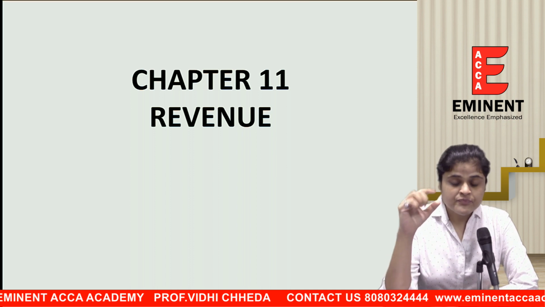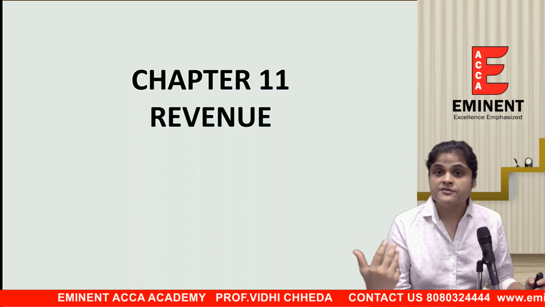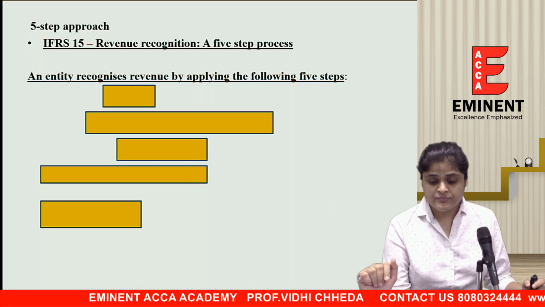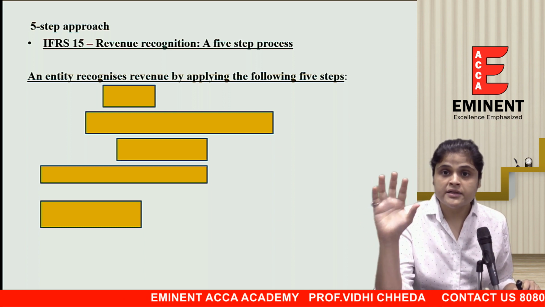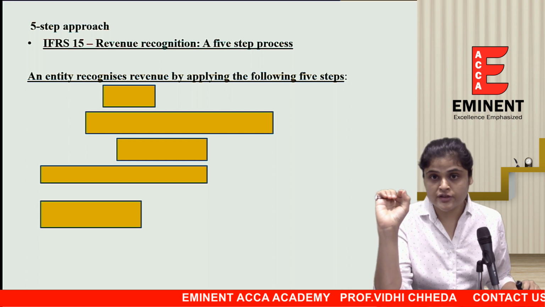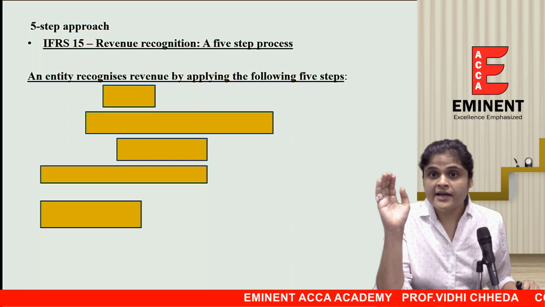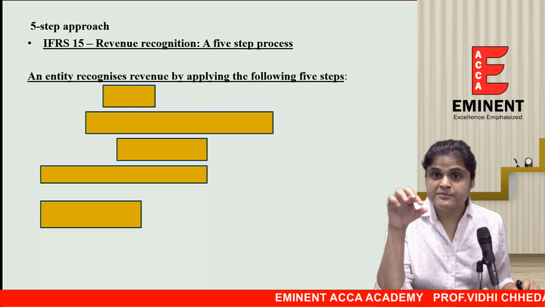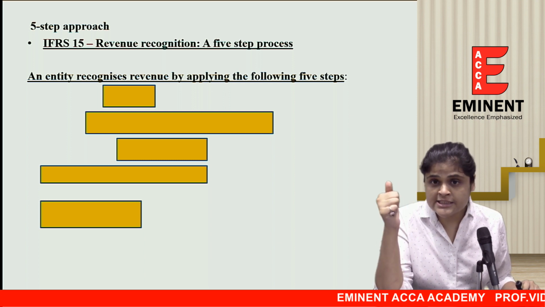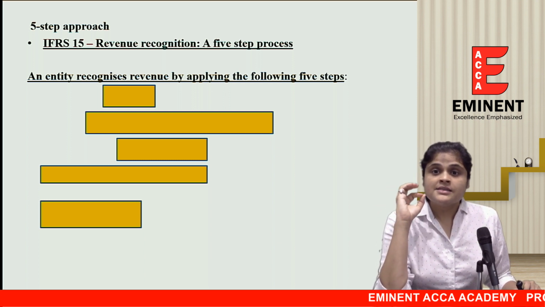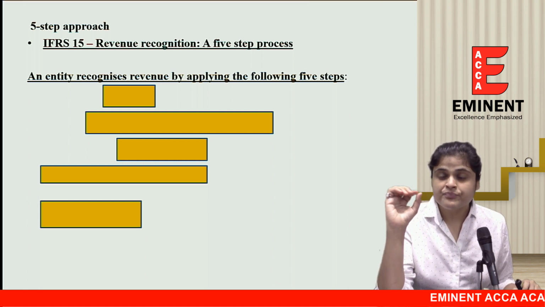Let's start with the basics. There are 5 steps which are given in IFRS 15. Let's see them one by one. This 5-step approach will help you to understand when you record your revenue. So firstly, the seller entity will apply these 5 steps, and based on that the entity is going to record revenue. The first step is the seller entity, the entity which has done sales.